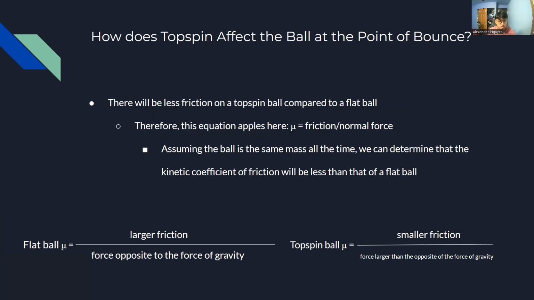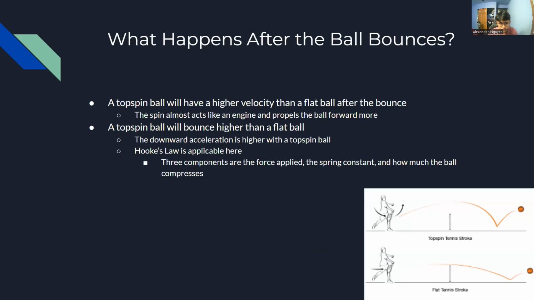So because of that, we can use our equation for the kinetic coefficient of friction, and we can solve and find out that the kinetic coefficient of friction will be less for a topspin ball than a flat ball. The way I show it down here in these fractions is that a flat ball's kinetic coefficient of friction would be a larger number over a smaller number, while the topspin ball's would be a smaller number over a larger number. Hence, it would create a smaller kinetic coefficient of friction overall.